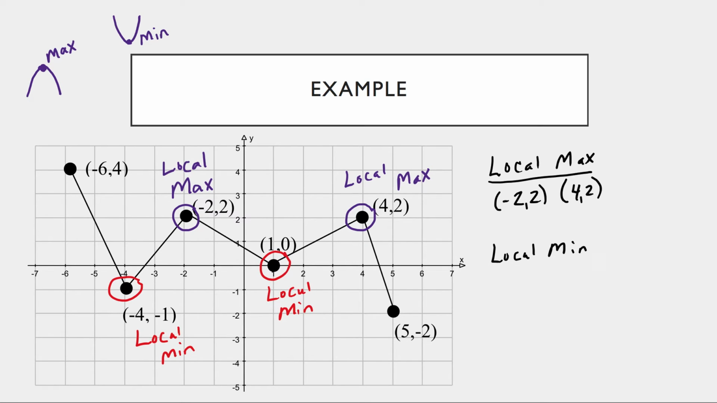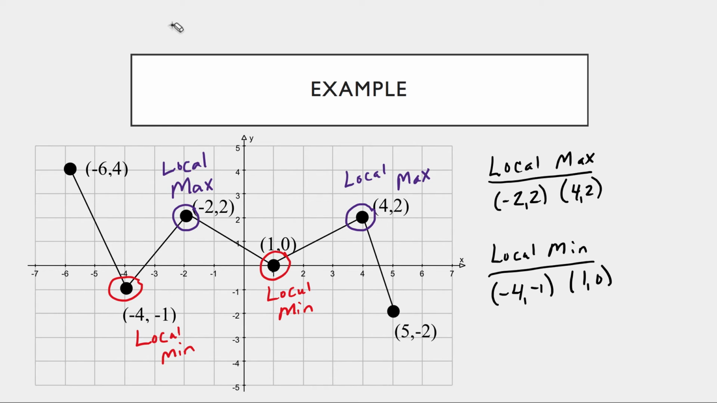So again, sometimes these are written just in terms of the y's, but we're going to use the point. So we'll say negative 4, negative 1, and 1, 0 are local minimums. And again, this point is not considered to be a local minimum because local minimums have to come down on one side and go up on the other, and we don't actually know what's happening on the right-hand side there. Okay, so that takes care of the local mins and the local maxes.